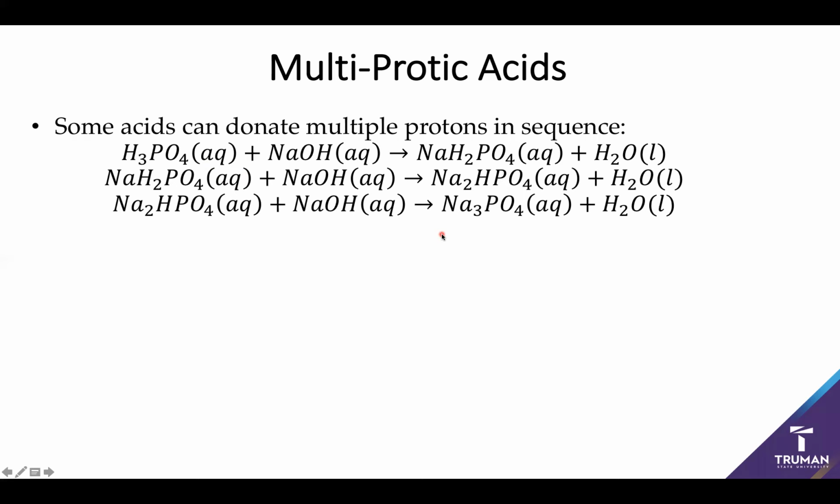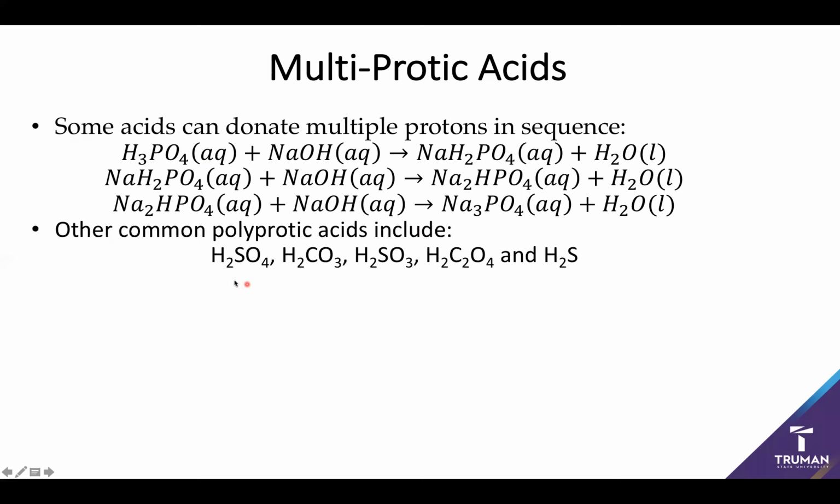And in fact, there's many common polyprotic acids that you deal with regularly. This includes things like sulfuric acid, carbonic acid, which is often used to acidify sodas and produces CO2. We also have things like oxalate, which can react and bind metals, and hydrogen sulfide, which is infamously part of the stinky part of farts and rotten eggs. That's that sulfur smell.